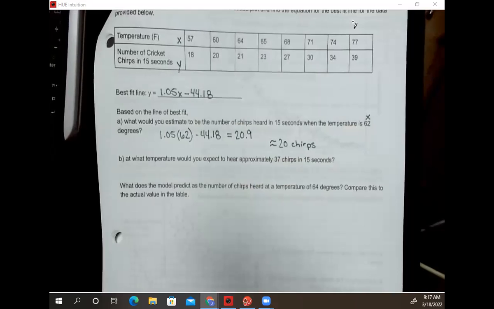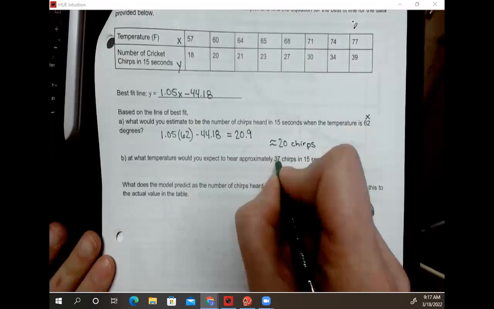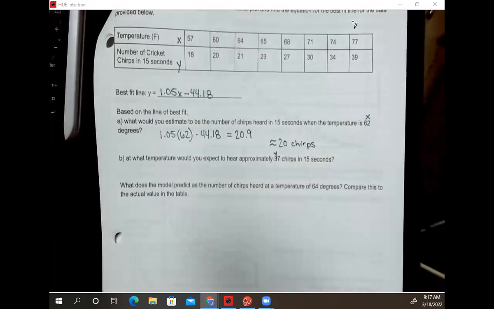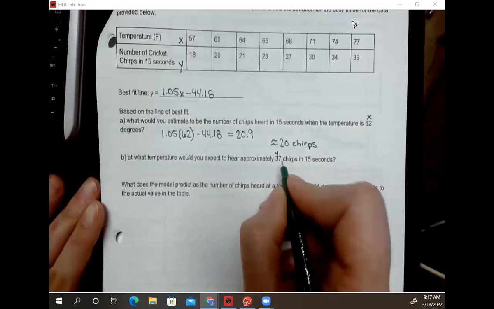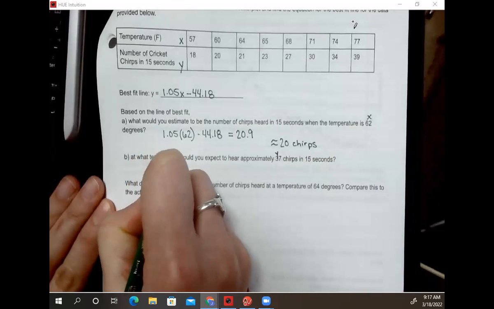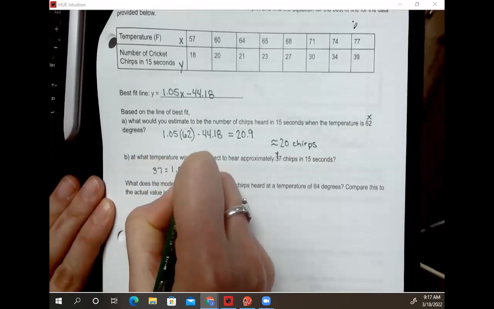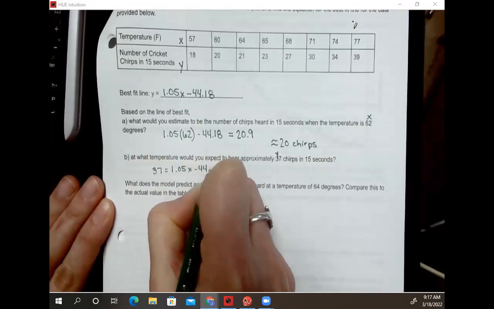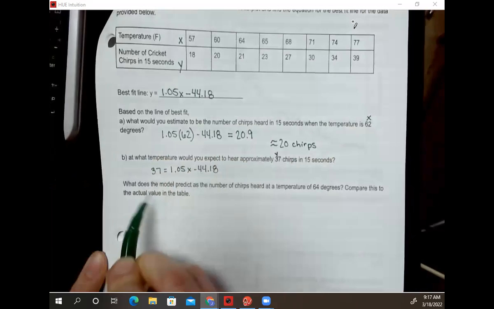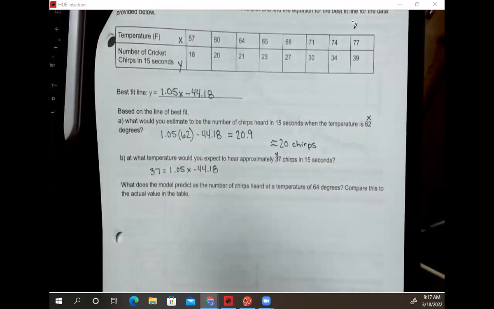B says, at what temperature would you expect to hear approximately 37 chirps in 15 seconds? This time I know the number of chirps, so I know that Y value, and I want to know what's the X that matches it. What's the temperature where this would happen? So I'm going to plug this in for Y and solve for X. I'm going to solve this for x algebraically, and then we'll talk about how you can use your calculator, a graph on your calculator, to help with this. If we were not working with a linear model, this might be a little more difficult to solve algebraically.